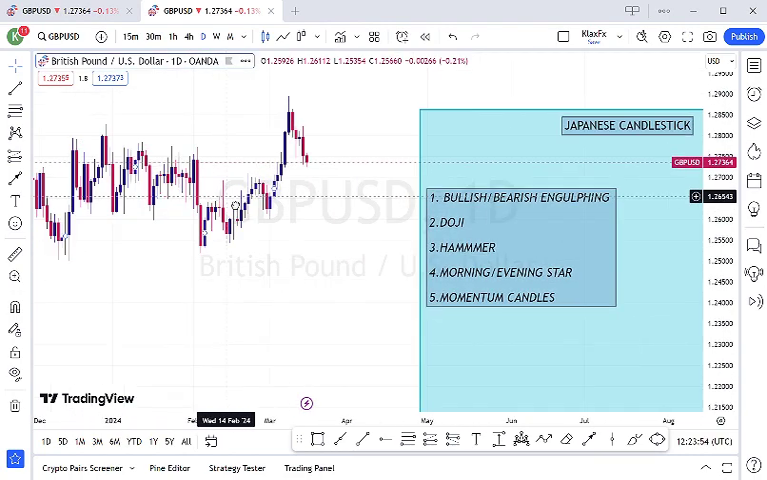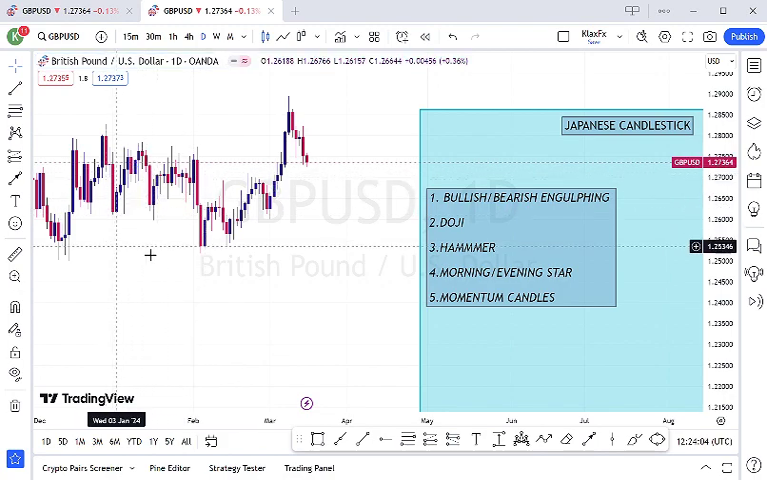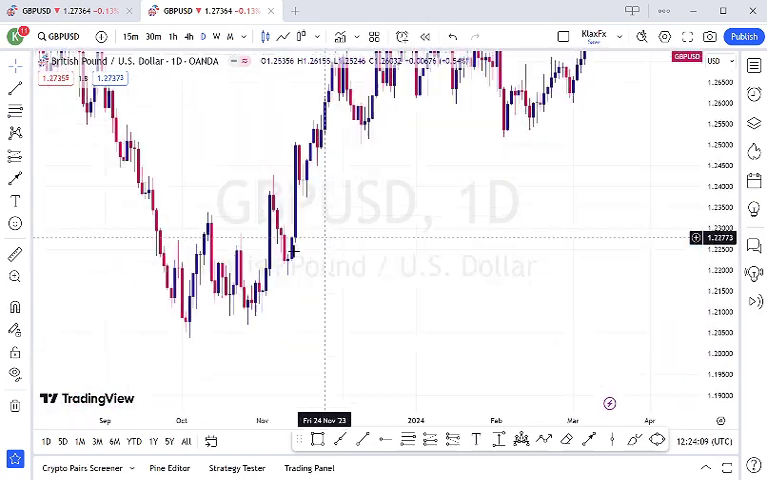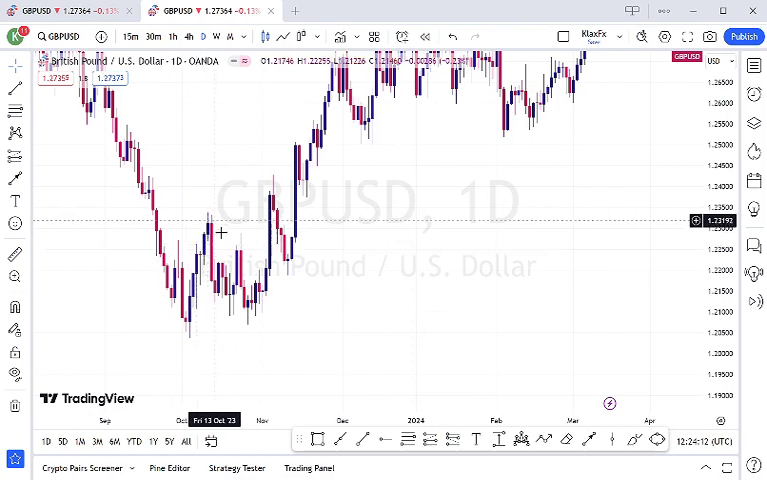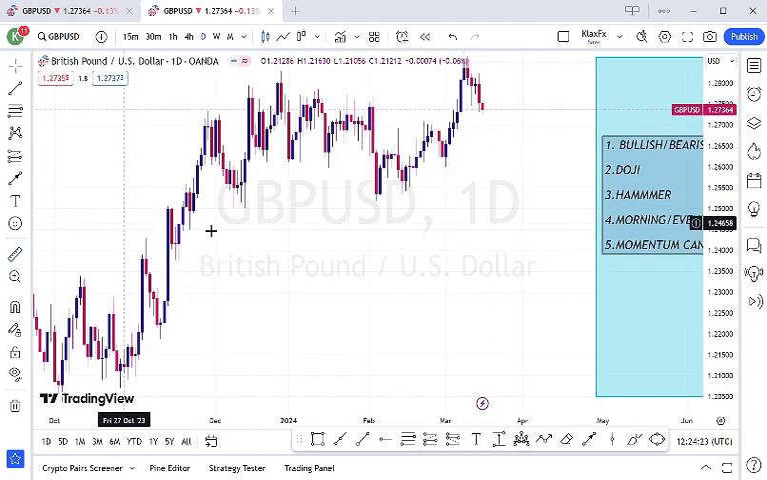So this is a bullish engulfing candle here. See, it's engulfed this entire candle, so it's a bullish engulfing candle. This is not a bullish engulfing candle. This is a bearish engulfing candle. Sorry, I'm looking for a bullish engulfing candle. I haven't seen any currently.